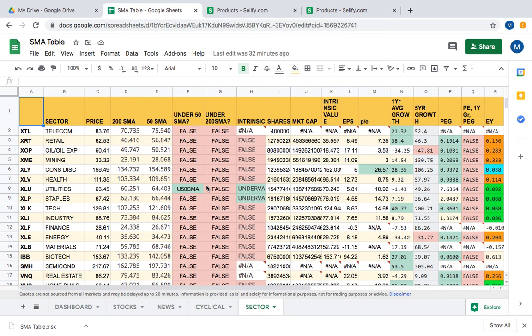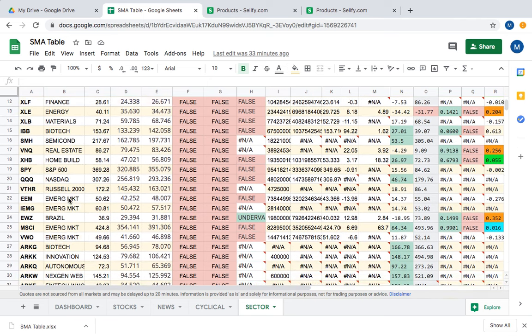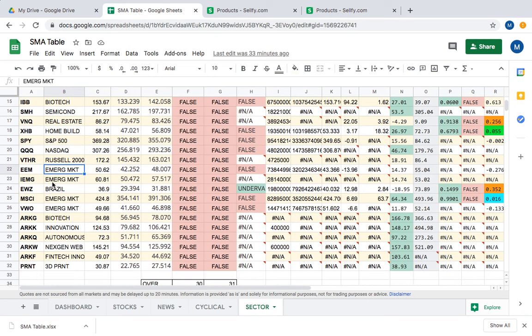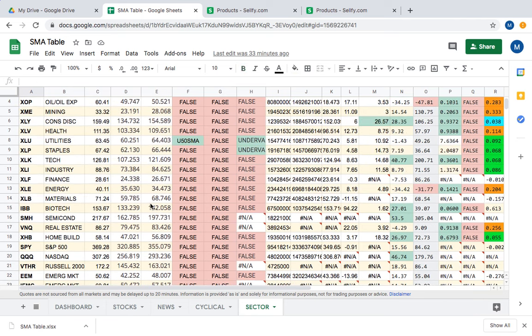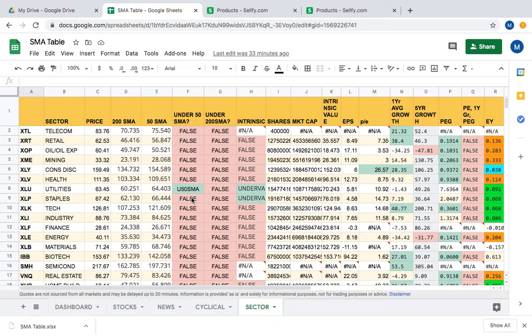And then over here is the sector tab. So this has sectors for literally everything: telecom, retail, oil, mining, consumer discretionary, health, utilities, staples, tech, industry, finance, energy, just to name a few. And then it goes down further into emerging markets, Russell 2000, NASDAQ, S&P 500. I have biotech, innovation. So this can give you a good snapshot. And actually these ARK ETFs are in here as well for the various specific sectors they cover. But this is to help me and you get an idea of where the sectors are individually, kind of like a broad look.